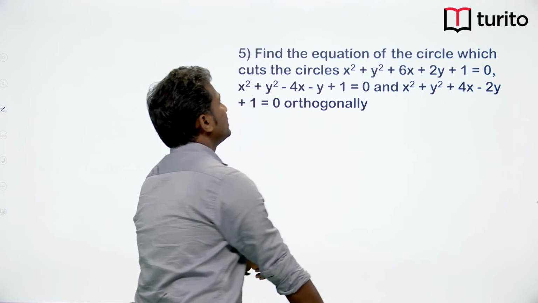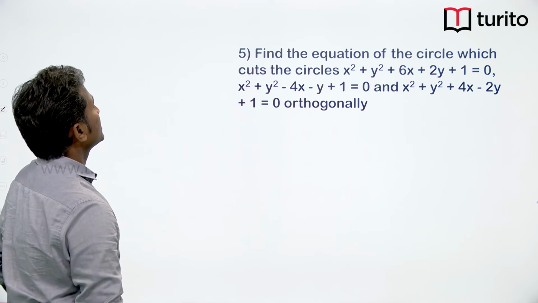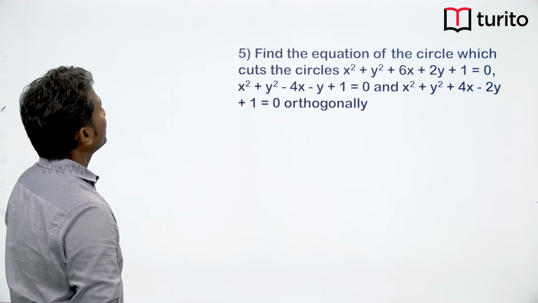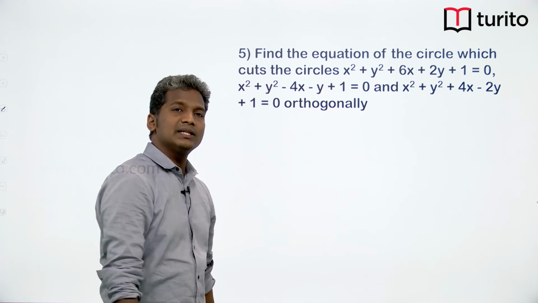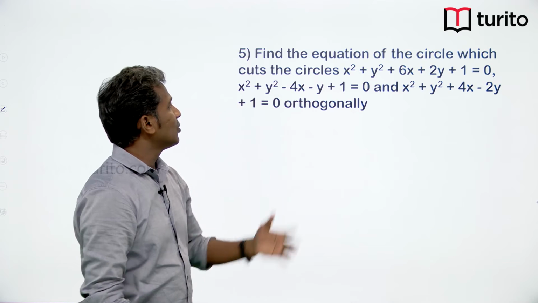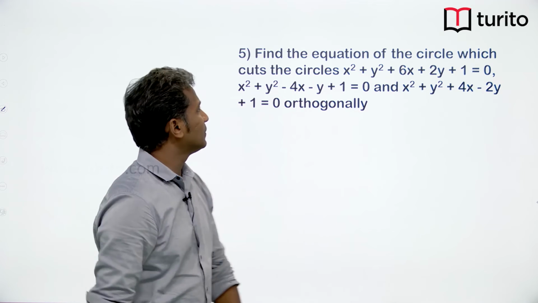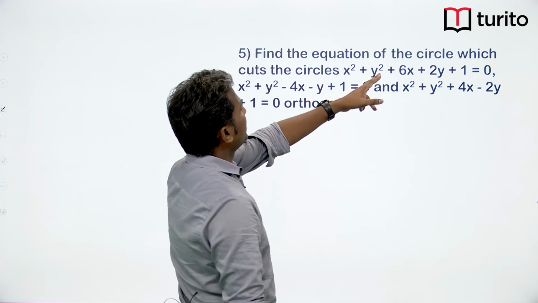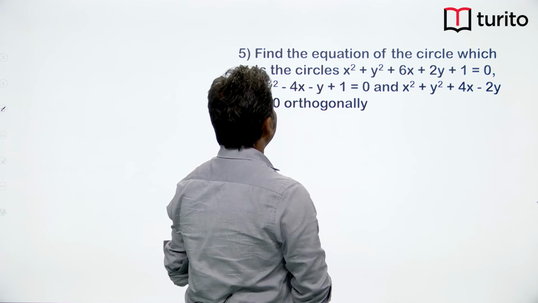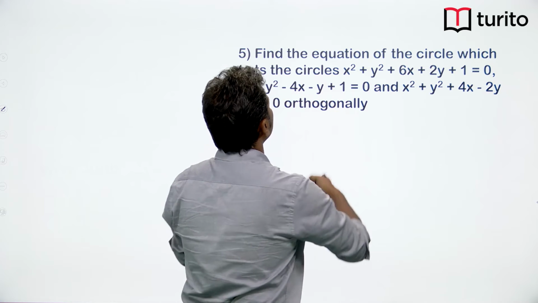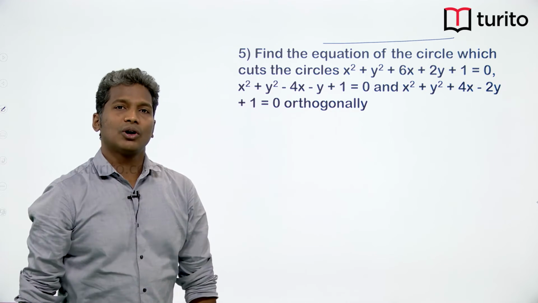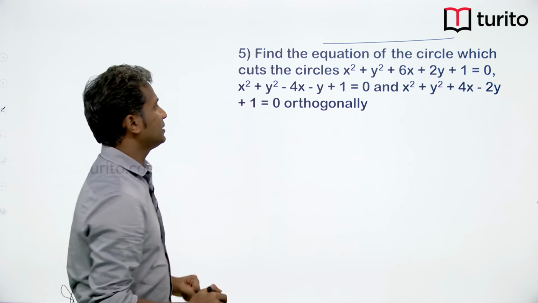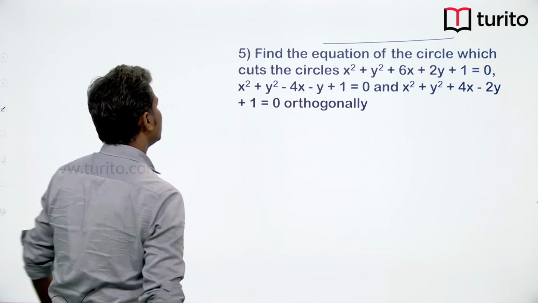Find the equation of the circle which cuts the circles orthogonally. So here if you observe, it is typically on the concept of 3 circles. Okay. So here we have 3 different circles given, and we have to find the equation of the circle which will cut the given 3 circles orthogonally. So what is the plan? So let us work out the plan geometrically.